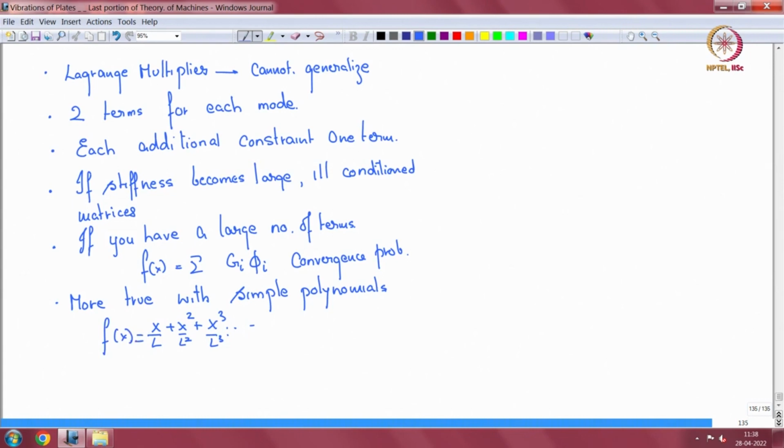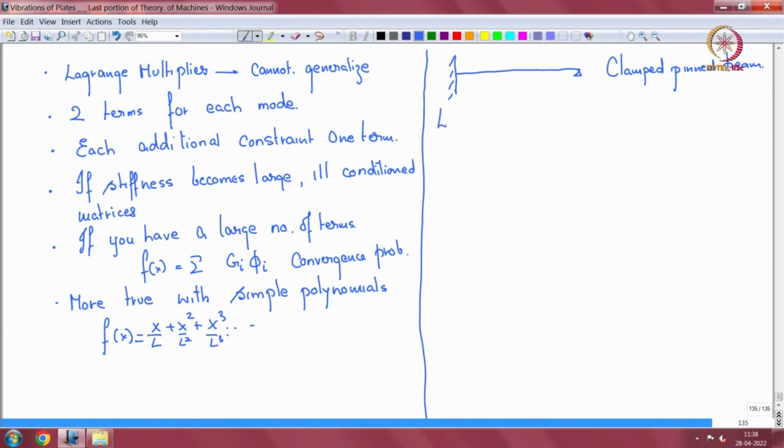So now, suppose we want to do, just as we did with the Lagrange multiplier method, a clamped and a pinned beam, as different from the Lagrange multiplier method.